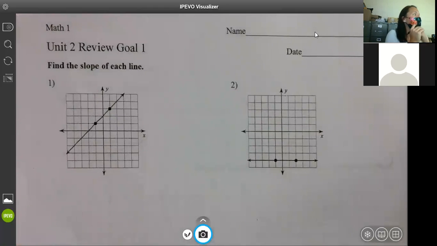So the first thing that you're going to do, and we split it up into goals. There's 4 goals. Each goal is outlined in this review. It looks exactly the same. So what you'll see on question 1 of goal 1 is finding the slope. Okay.